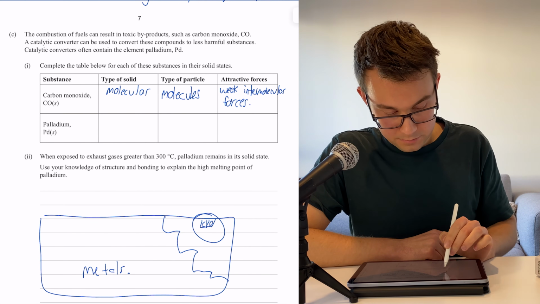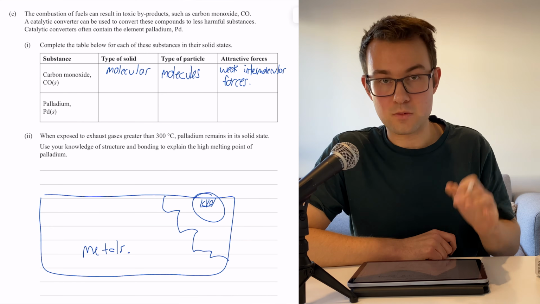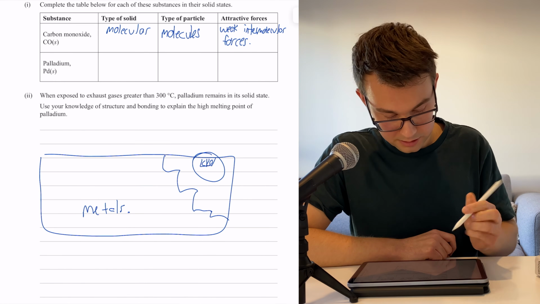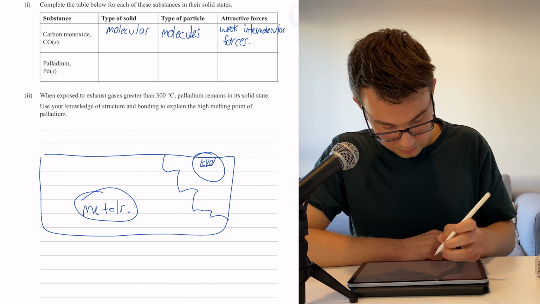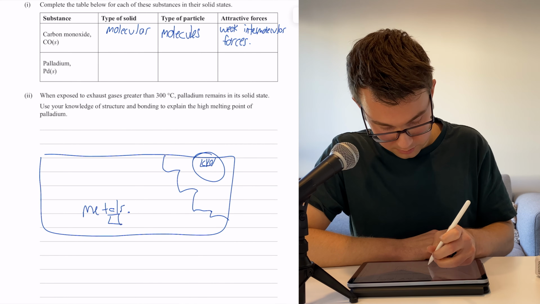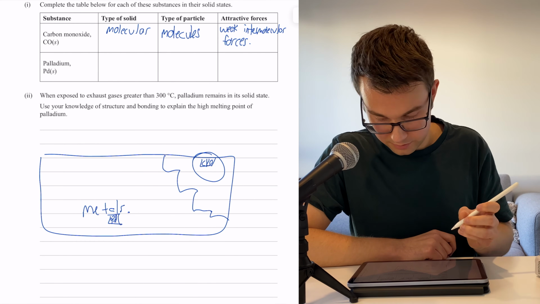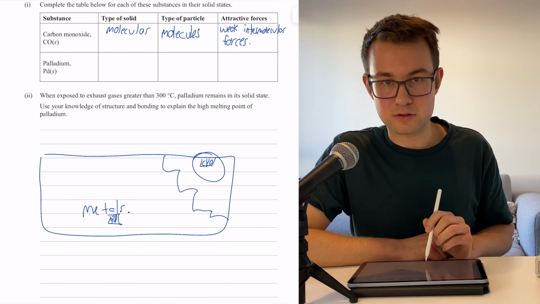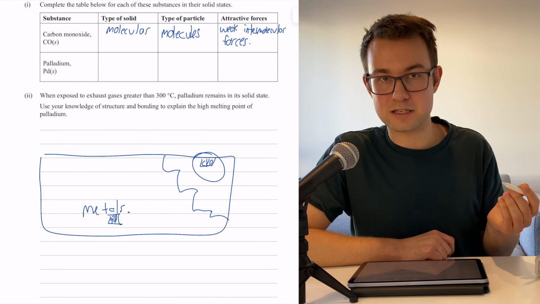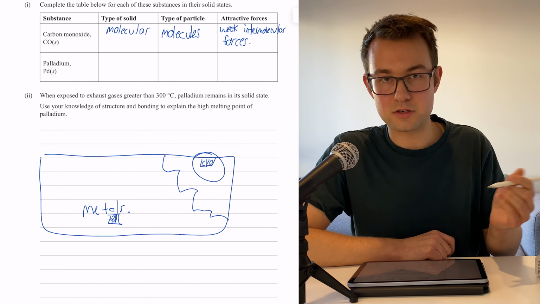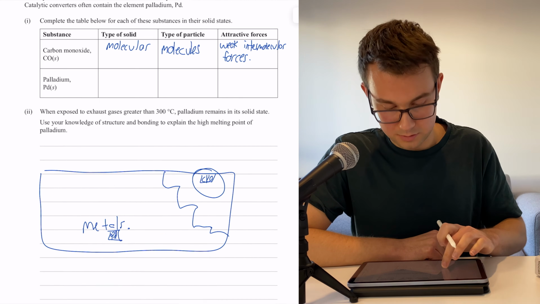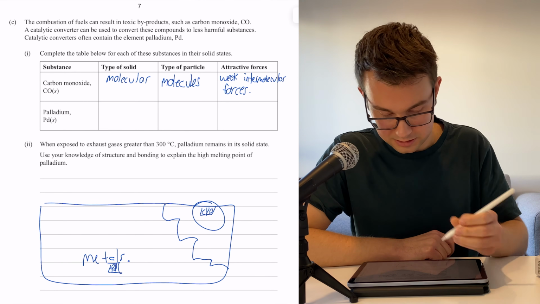Next one, palladium. Now, if you're looking at a periodic table, you'll see that palladium is sitting around maybe here or something. It's a metal. It's in the metal area. It's just by itself. Nothing else bonded to it. It'll be metallic. Cool. What type of solid is it?